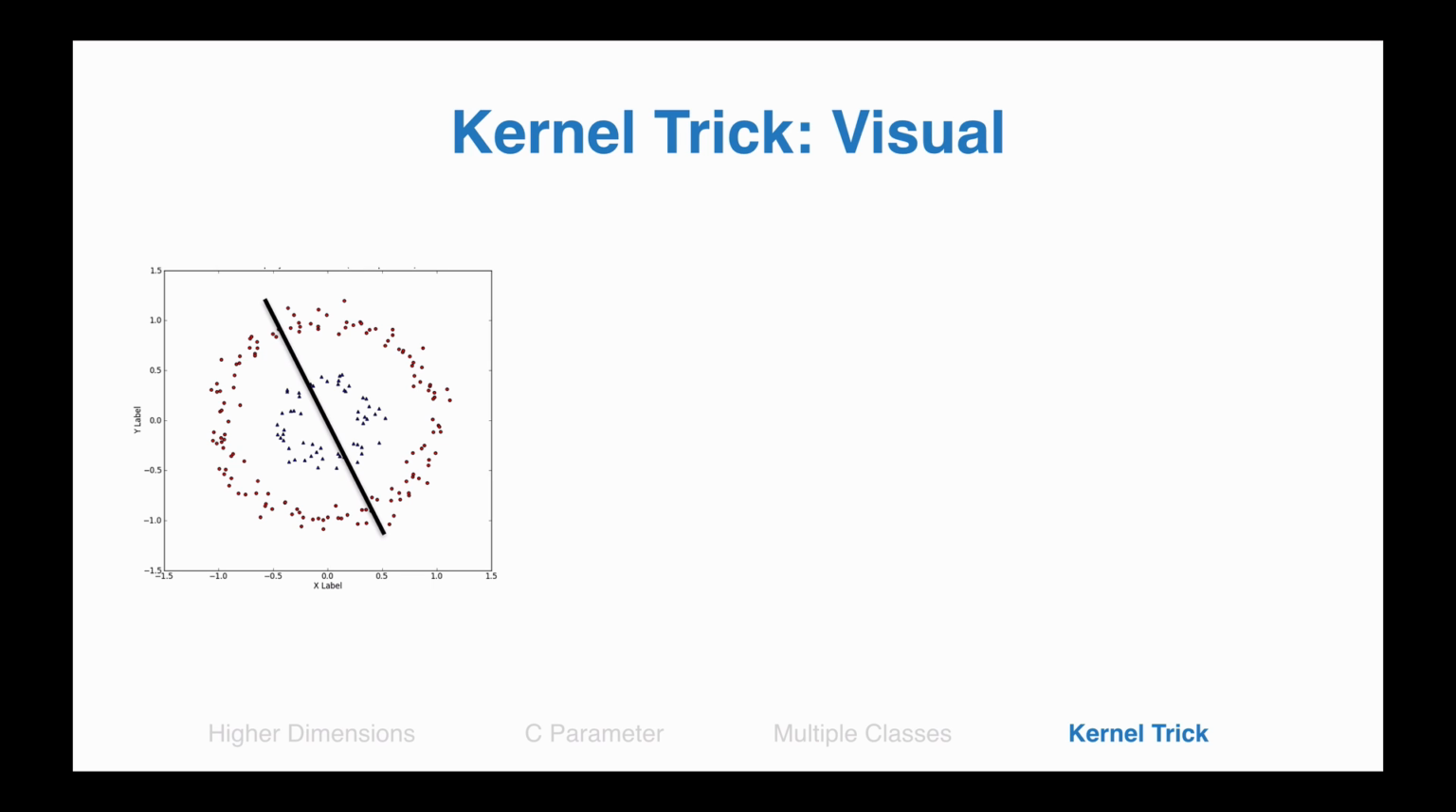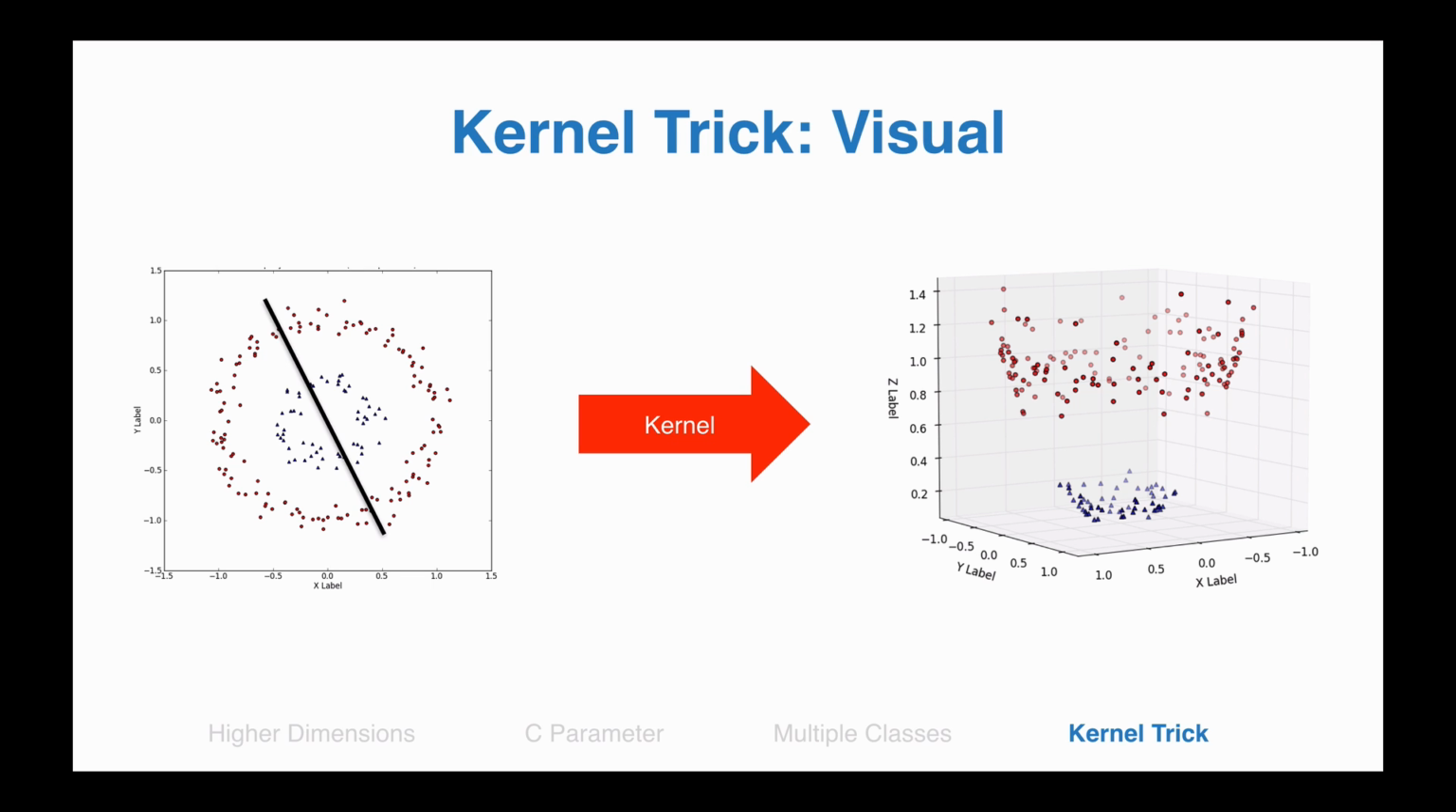But we're still able to separate this data with SVM by using the kernel trick. Think of it as adding another dimension to this data. In this case, you see it's taken that data on the left and added a dimension, a z dimension, so that you can now linearly separate that data with a hyperplane.